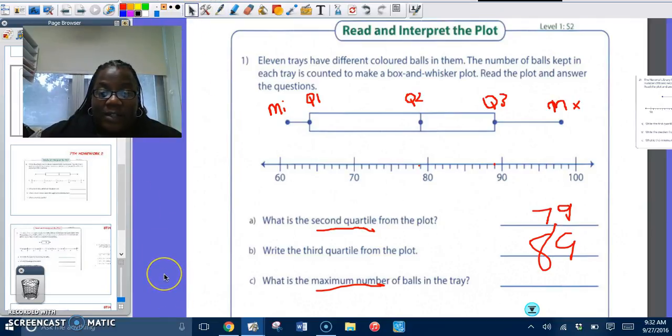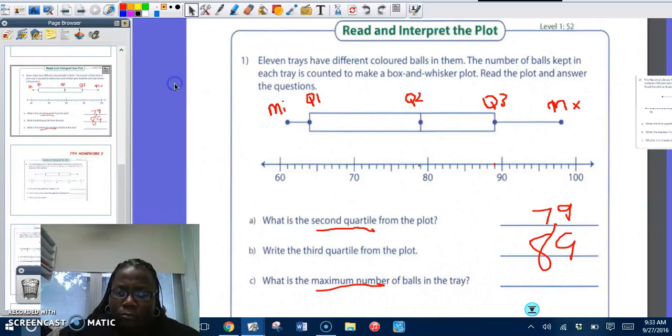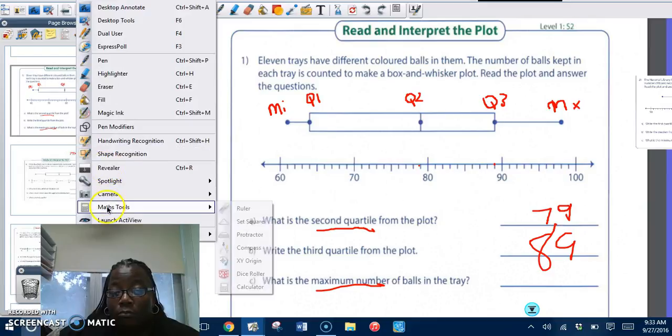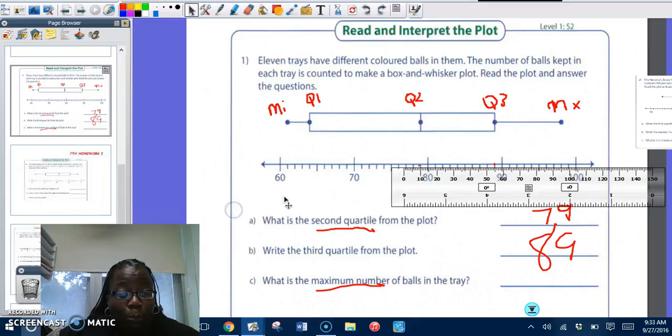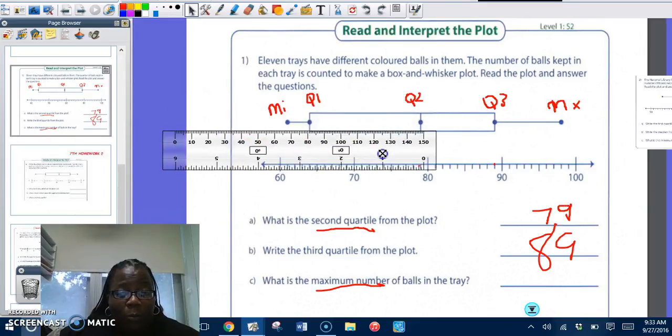All right, so finding the maximum. Anybody see what happened to that ruler? Sorry about that.